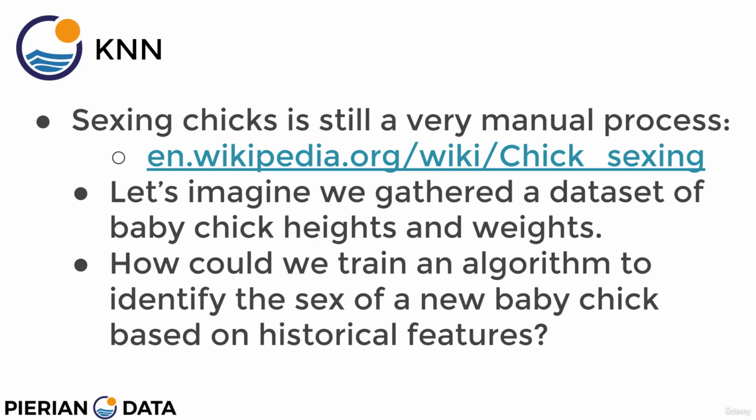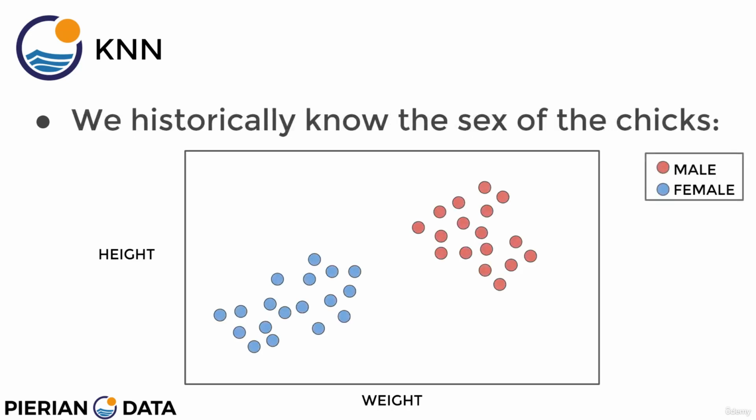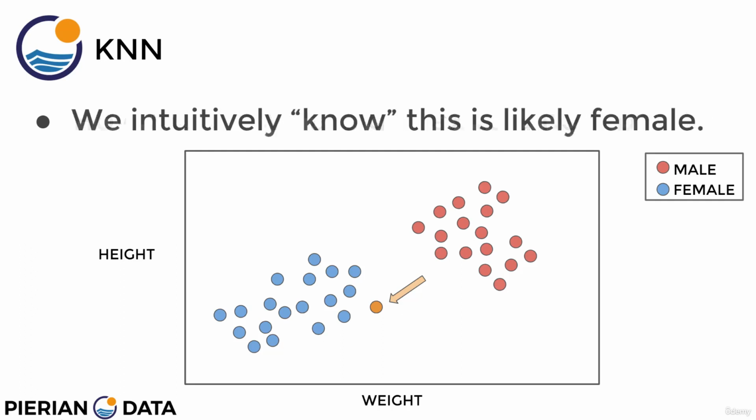labeled historical features? So we're going to imagine we have this height and weight data set, and what we do is after marking down the height and weight of all these chicks, we have someone who already has the experience of sexing baby chicks, and it assigns these chicks as either male or female. So we have our historical labeled training data here. Now the question is, you have a new baby chick coming down the line, and you've marked down its height and its weight, and it happened to land right here on this two-dimensional chart. How would we assign the sex to this new point?